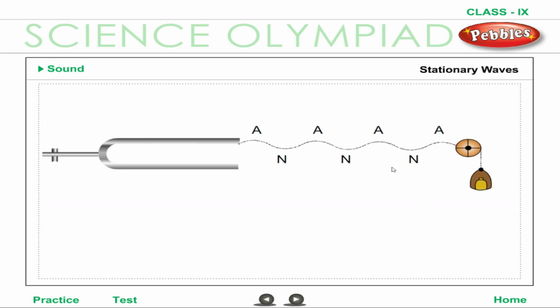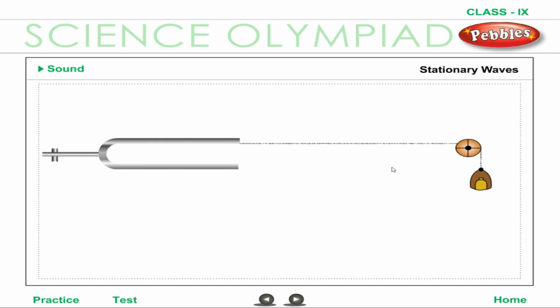Stationary waves. A stationary wave is formed when two identical progressive waves traveling in opposite directions overlap, are superimposed on one another. Stationary waves in a string can be demonstrated by fixing one end of the string to the prong of a tuning fork and passing the other end over a pulley. The string is kept taut by a weight attached to the free end.